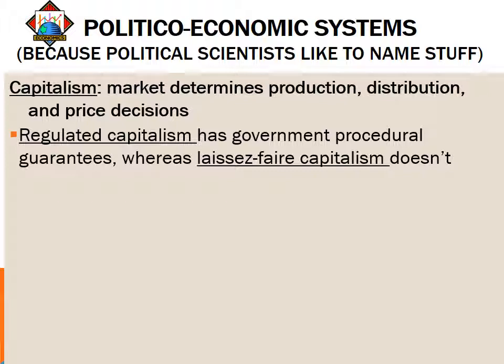One is called regulated capitalism. Now that's when you have the market determining production, but we also have procedural guarantees by the government. The government actually has a say in this. They step in, they have regulations, they have ways that they work certain things, and they have rules.